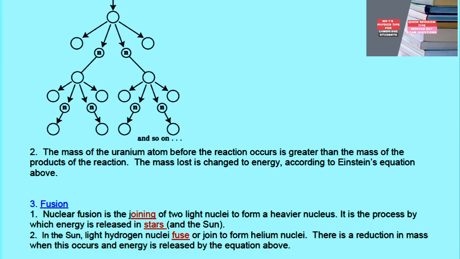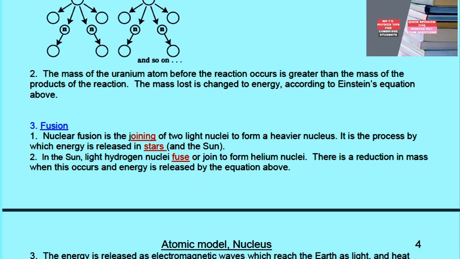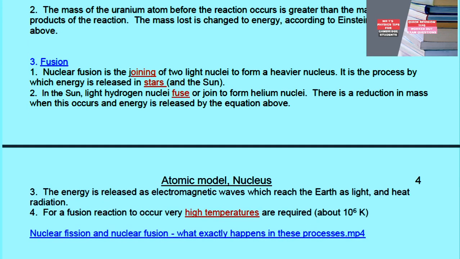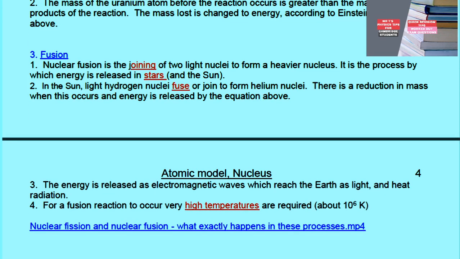Right. Then lastly, we are going to look at fusion. Nuclear fusion is the joining of 2 light nuclei to form a heavier nucleus. It is the process by which energy is released in stars and the sun. In the sun, light hydrogen nuclei fuse or join to form helium nuclei. There is a reduction in mass when this occurs, and energy is released by the equation above.